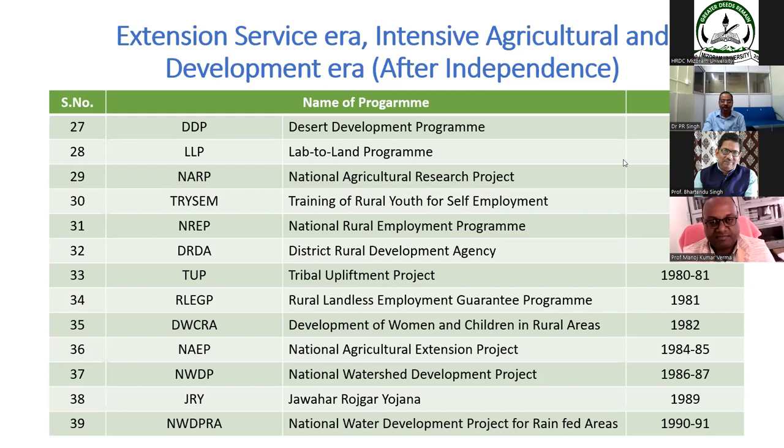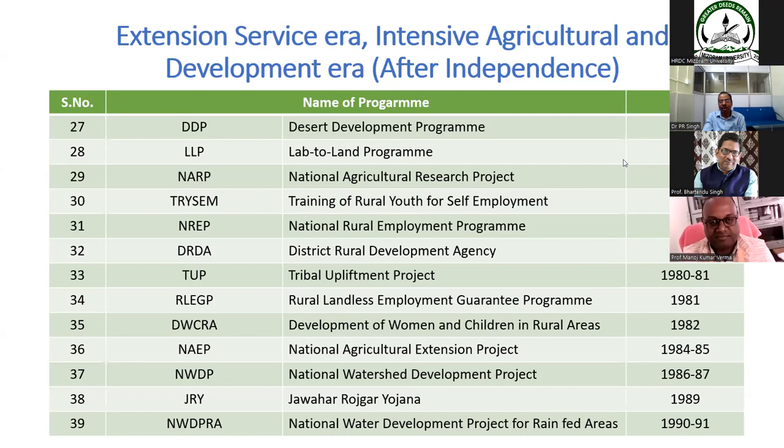So the lab-to-land program gives emphasis to transferring technology. Then another, NARP, National Agriculture Research Project, and training for rural youth for self-employment. There is a very good training program, TRYSEM, a very well-known program, a flagship program of the Government of India in 1979. It started for rural dropouts to provide self-employment. Under this program, they provide training, and afterwards financial support to establish their employment, cottage industries, shops or markets in the particular area.